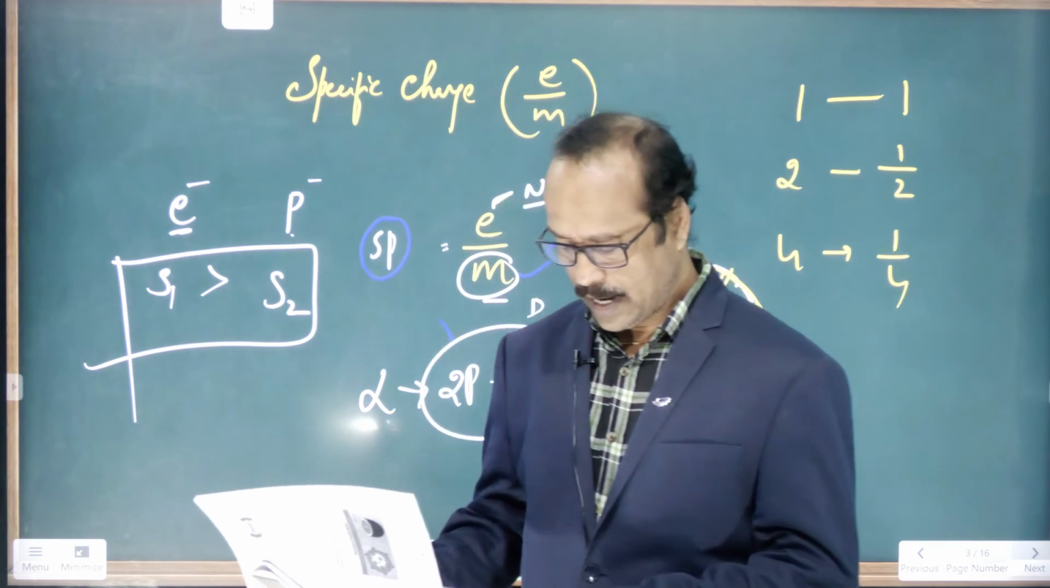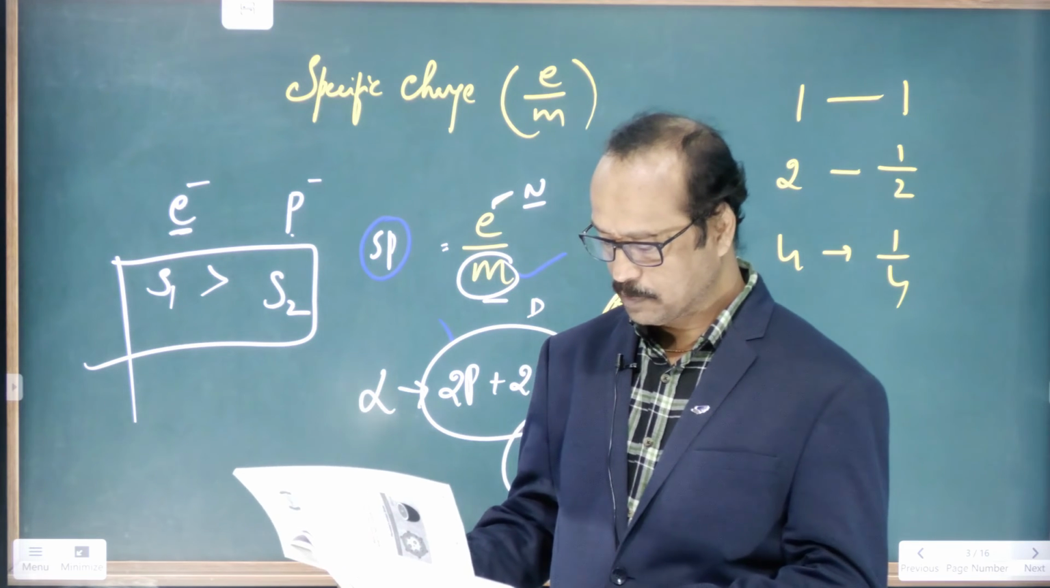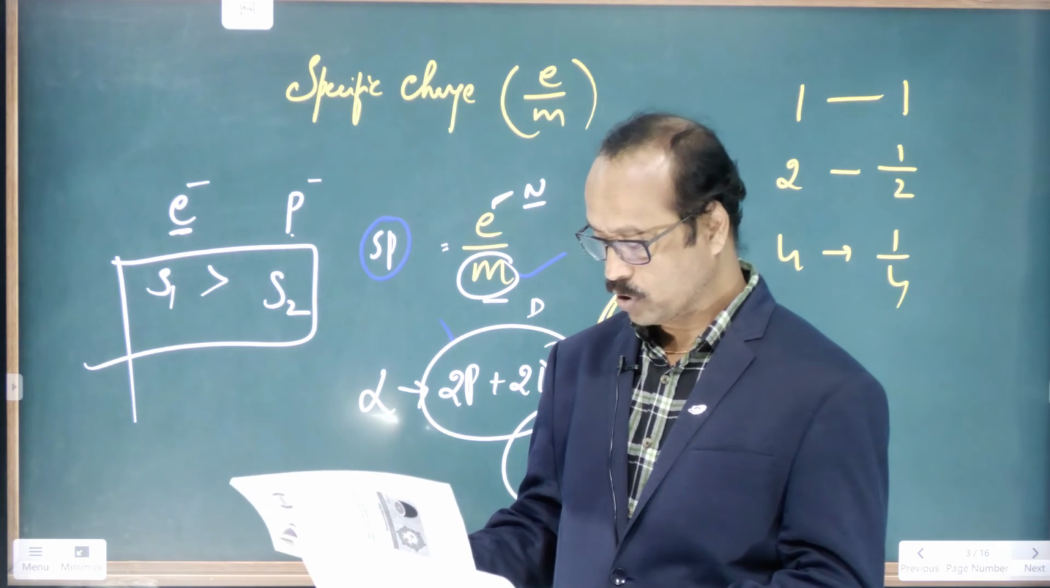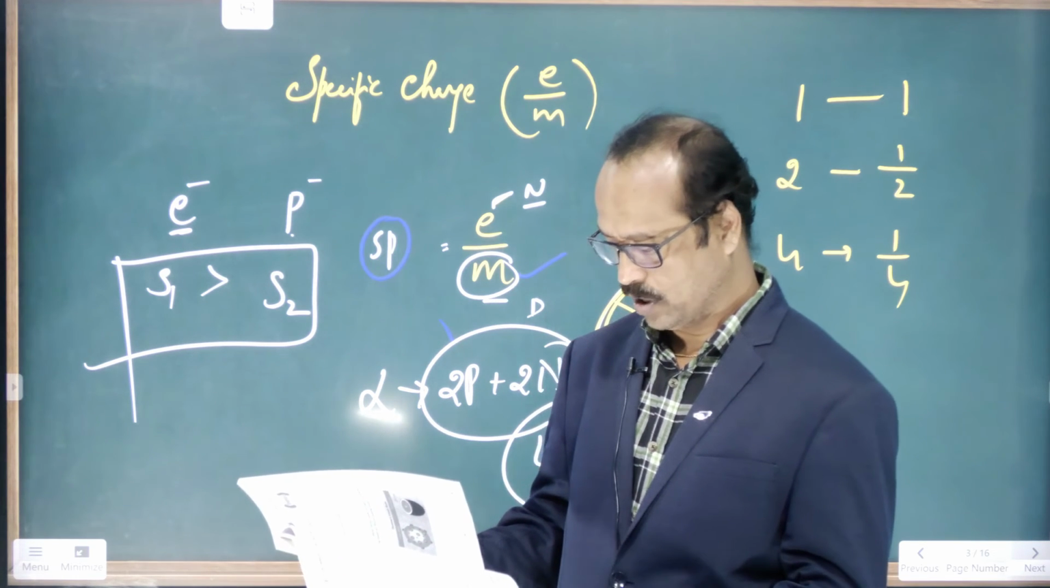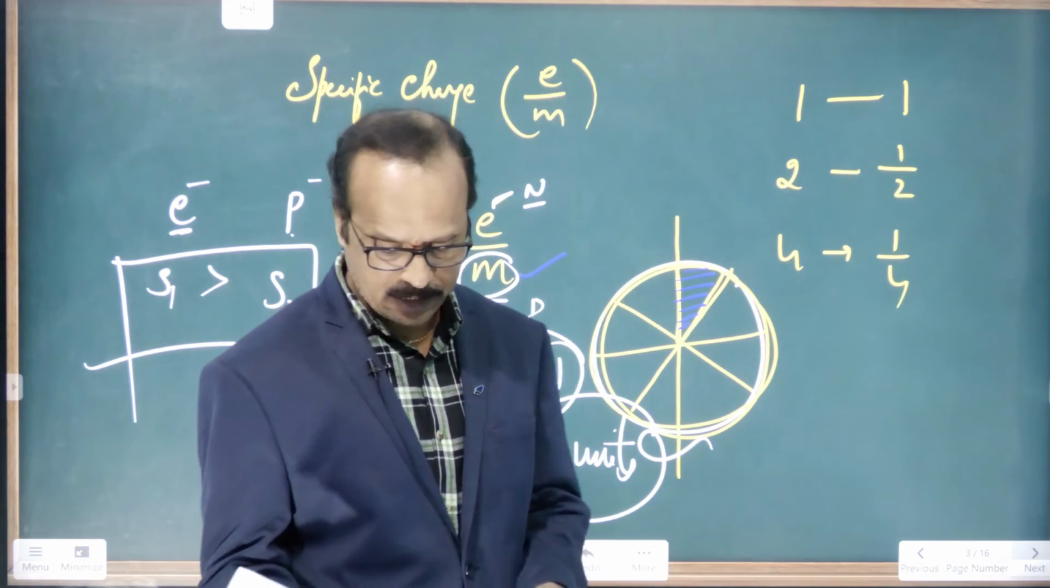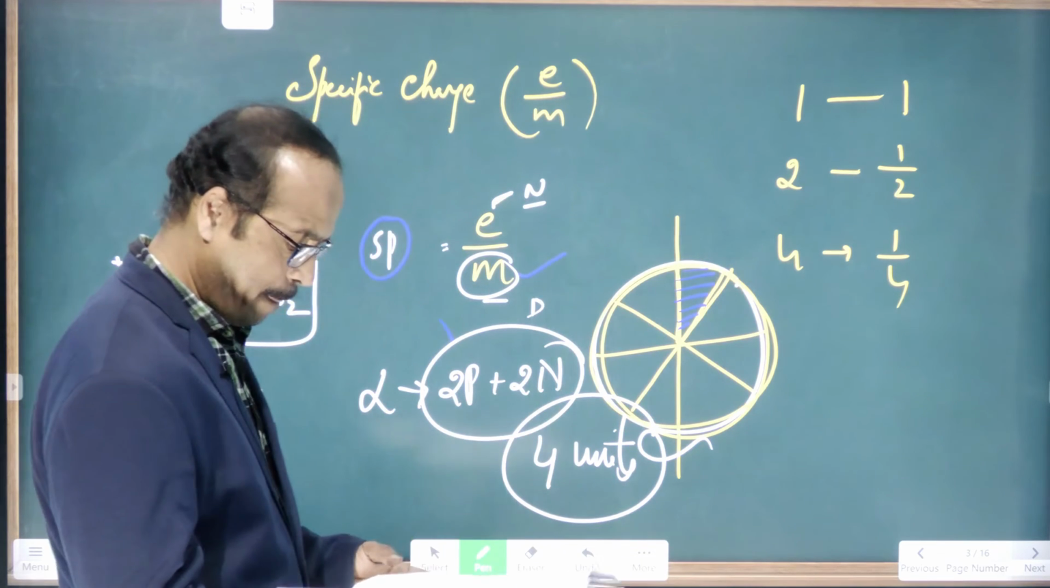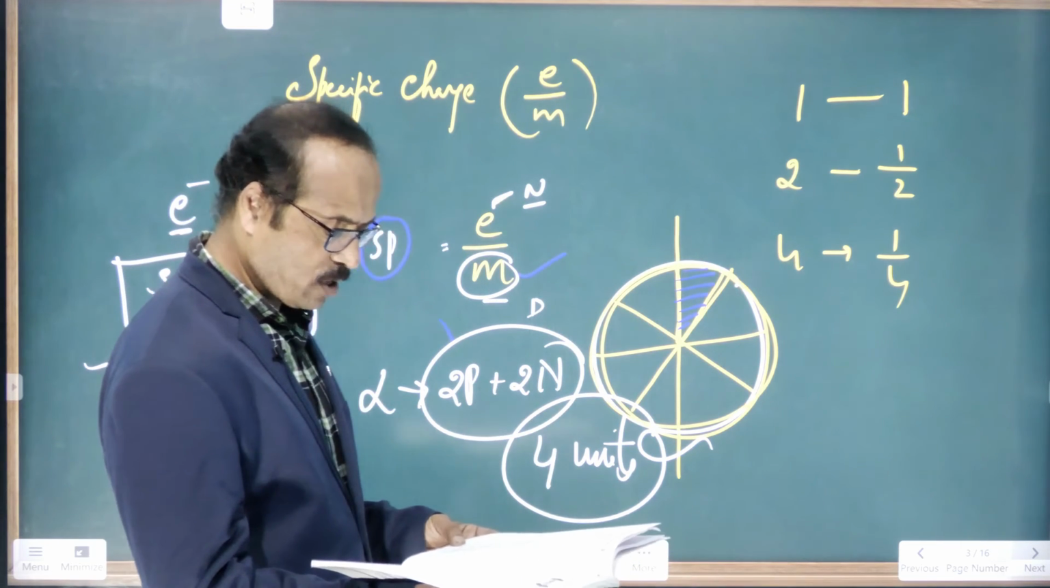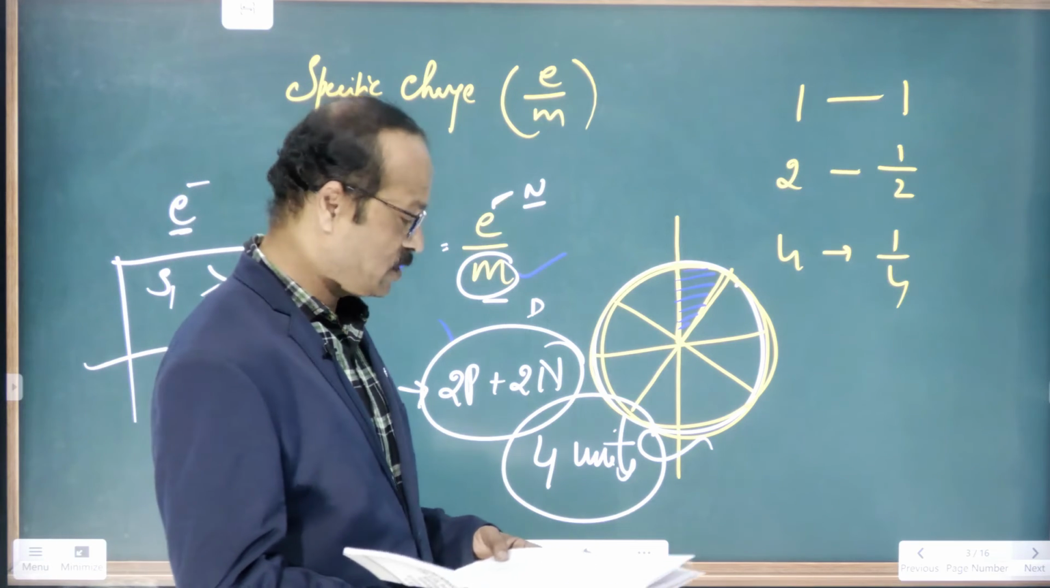Okay. Next one, the increasing order of specific charge of electron, proton, alpha particle and neutron. Here the answer is neutron, alpha particle, proton and electron. So the option is the fourth option.